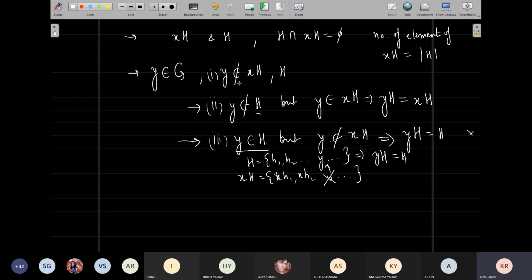The third case is very interesting, where I am saying Y does not belong to H and Y does not belong to XH. It does not belong to either of these two. What will you say about this YH, which I will now try to make? Will it have any element in common with H? Will it have any element in common with XH? How many elements are there in this YH? Can you say something about it?